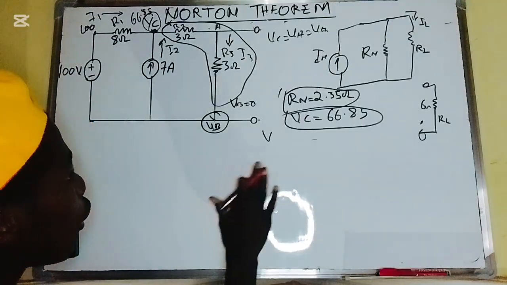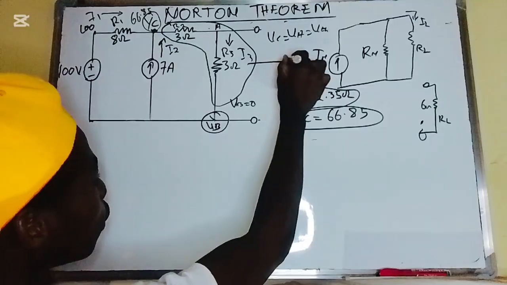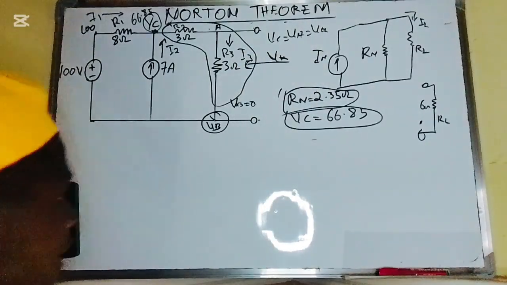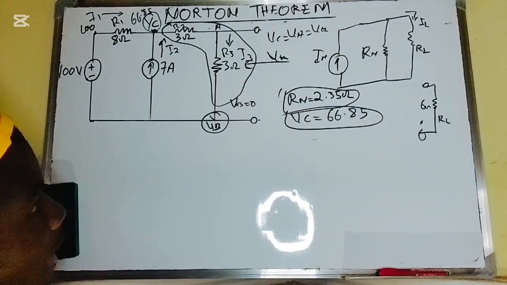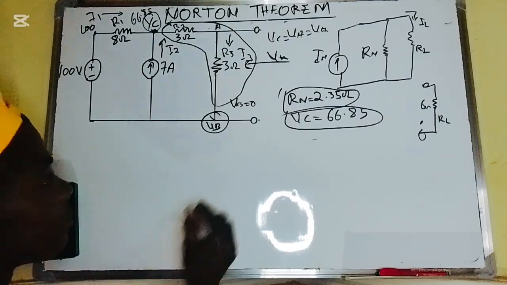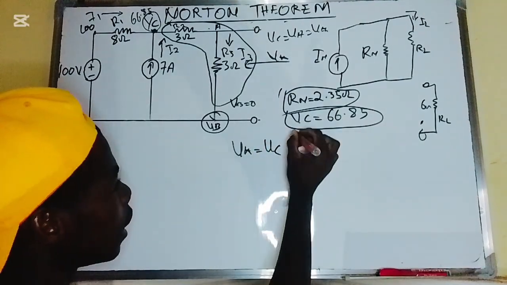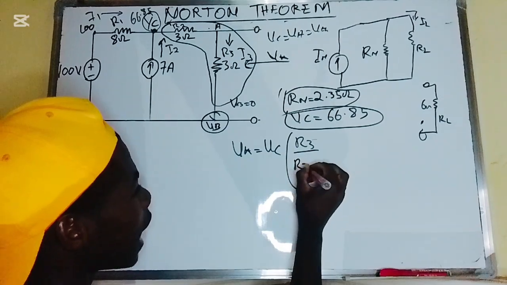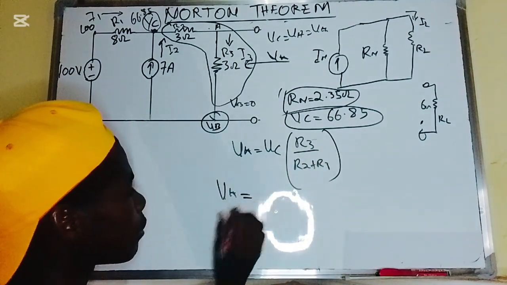If I'm going to use the voltage divider, this is R2, this is R3, and I'm looking for the Thevenin voltage, VT. So the next thing I'm going to do is that the Thevenin voltage should now be equal to VC multiplied by R3 divided by R2 plus R3.